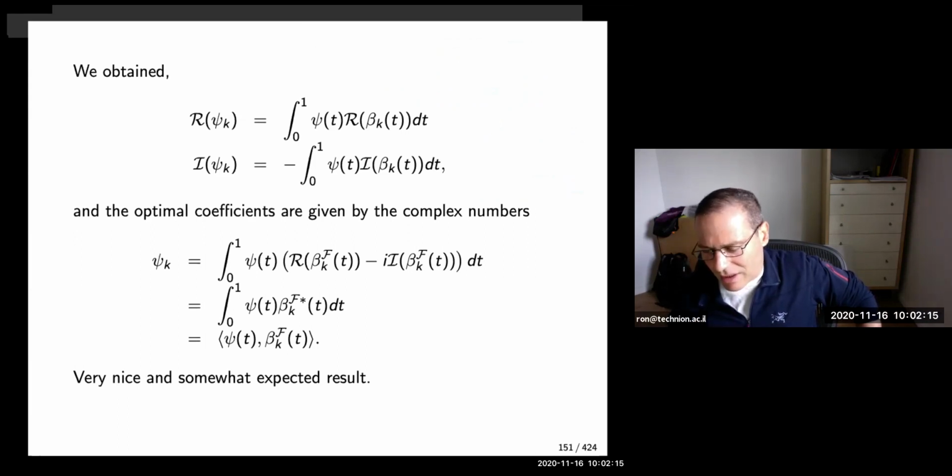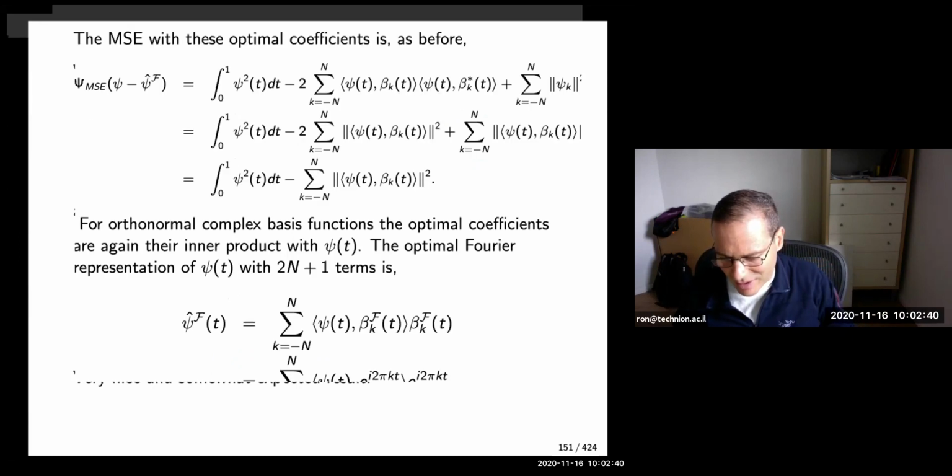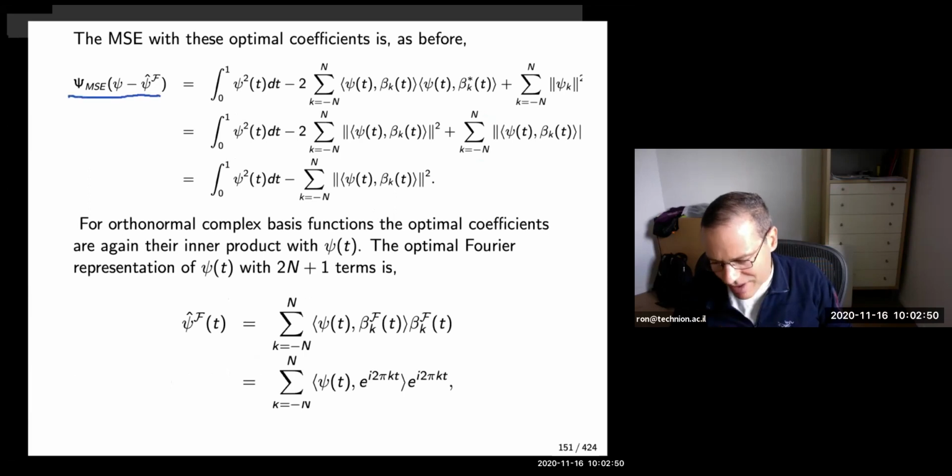Okay, so we had the real and the imaginary parts. And they are actually given by the complex numbers, which are nothing but a projection of my psi onto my betas, onto my Fourier betas. Okay, and the question now is what do we do with that? To that end, let's go next. So now, given these functions, what can we say about the MSE? What can we say about the mean square error?